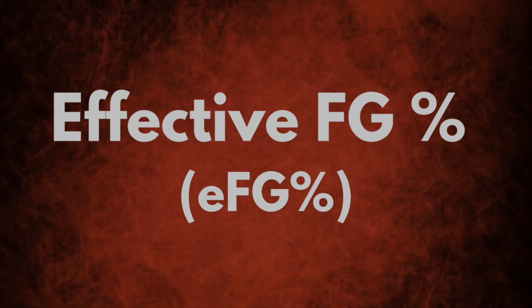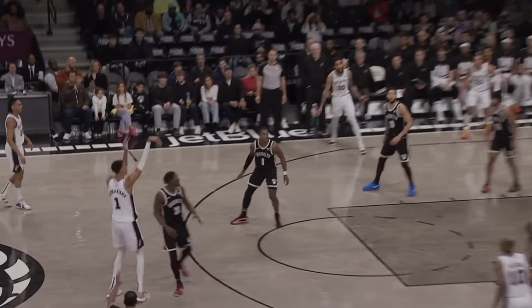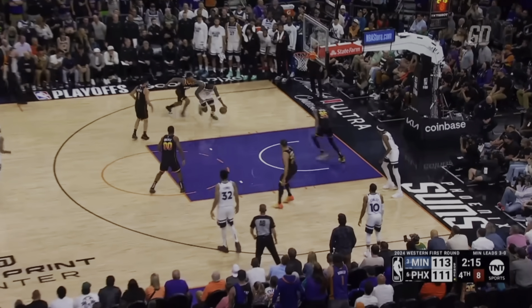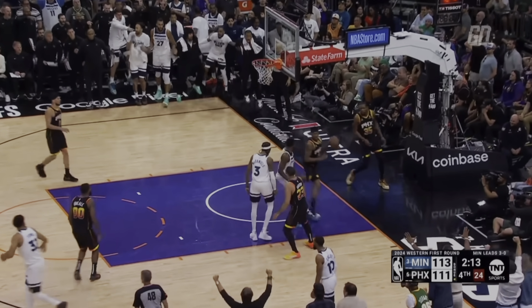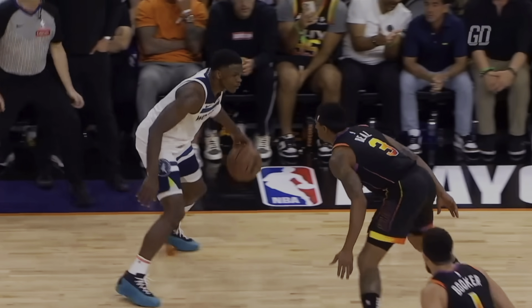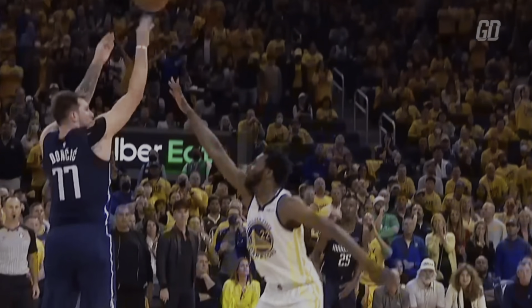Moving on, we have the effective field goal percentage. Similar to true shooting, but it simply takes into account the field goal, which excludes free throws, taking 2-pointers and 3-pointers, but accounts for the additional value of a 3-pointer. Instead of its value being 1, a field goal's value for a 3-point is now 1.5.